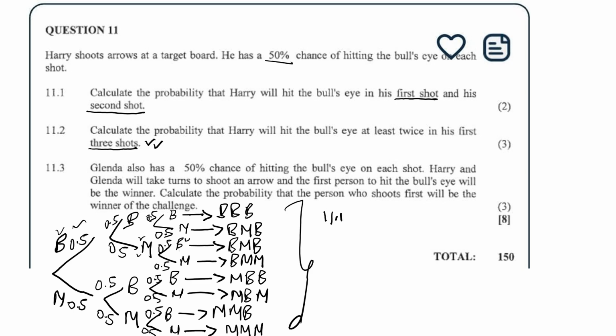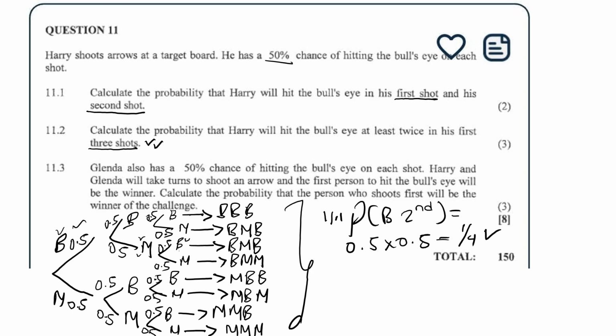All right, therefore now 11.1. Calculate the probability that Harry will hit the bullseye in his first shot and his second shot. Therefore, now probability of hitting the bullseye on the second shot. It is equal to what? 0.5 multiplied by 0.5, which is equal to 1/4, or 0.25, right?